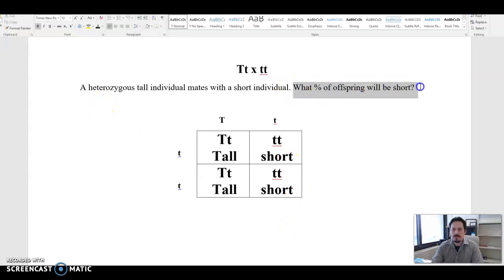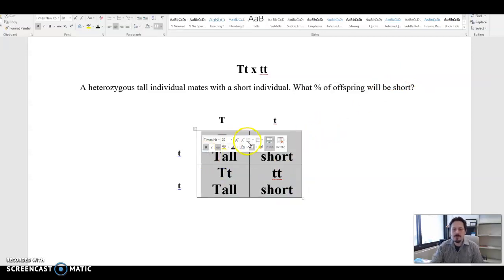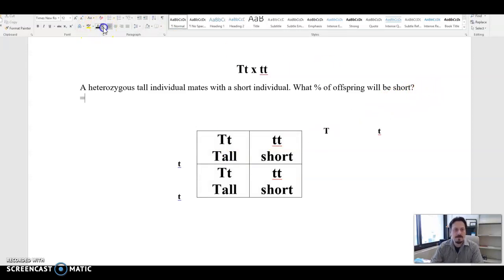So what is the percent of offspring that will be short? Well, 2 of them out of 4 will be short. And if 2 out of 4 are going to be short, then that means that the answer should be 50%.